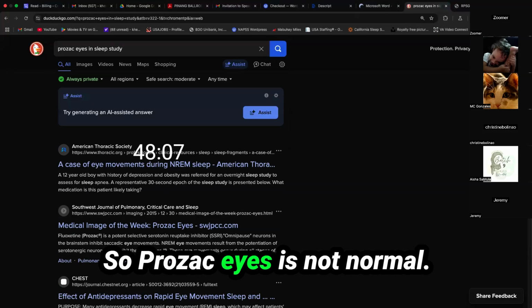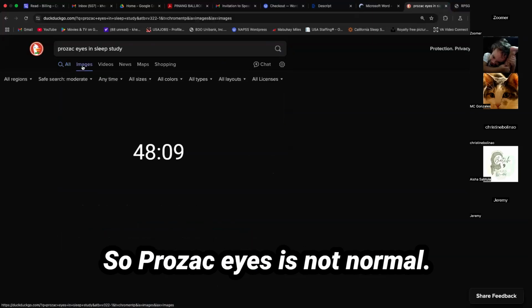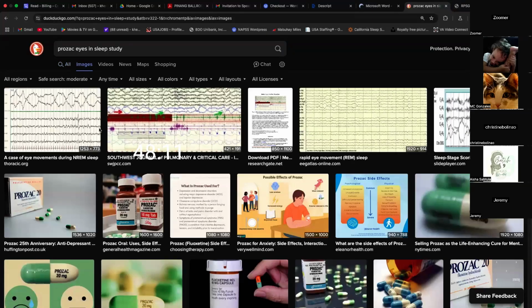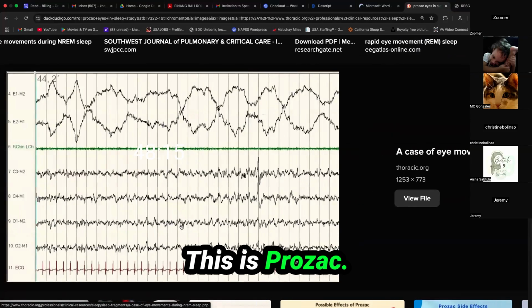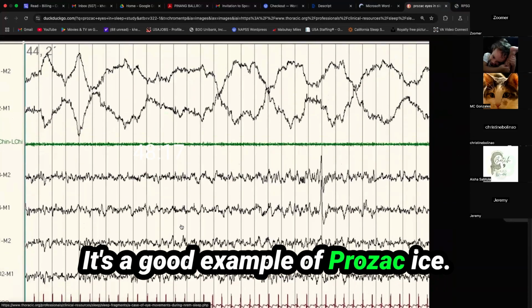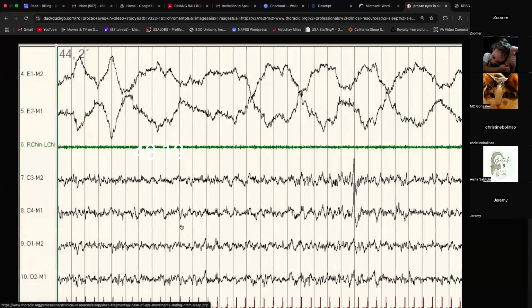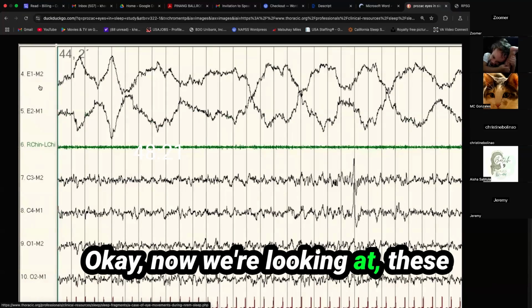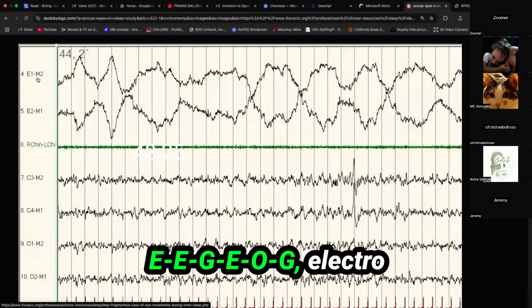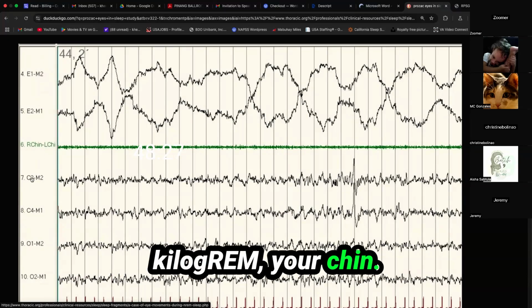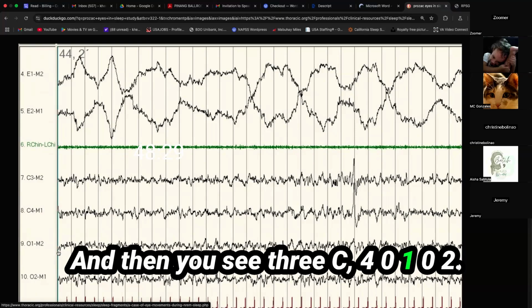So Prozac eyes is not normal. Okay. This is Prozac. It's a good example of Prozac eyes. Okay. Now we're looking at, these are your eye electrodes, right? EOG, EMG, your chin, and then your C3, C4, O1, O2.